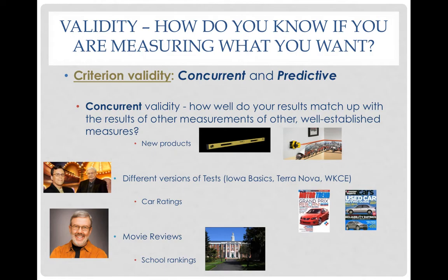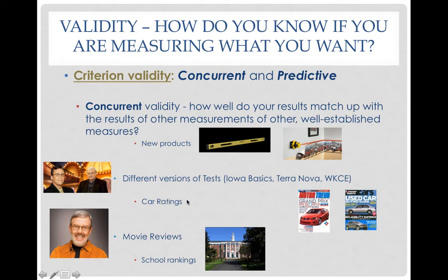Whenever, for instance, they make new products, like we have here a traditional leveling device, and they develop a laser level. Well, the question is, when you develop something new, how do you know that it's any good? Well, you compare it with this or other measurements, and if there's concurrence between, and concurrence means agreement, between the different things, then you assume that everything is right. This applies when you're looking at different versions of tests. How people do on Iowa Basics or Terra Nova or the WKCE or Smarter Balanced or the ACT or SAT. All those things should agree, and if they don't, there's a problem.